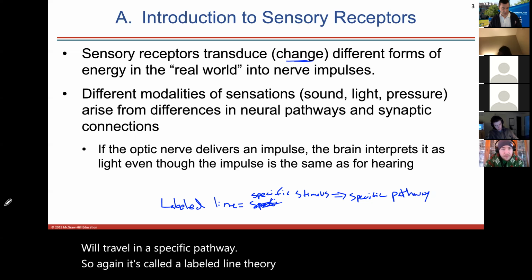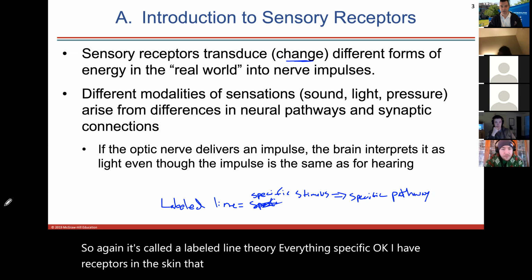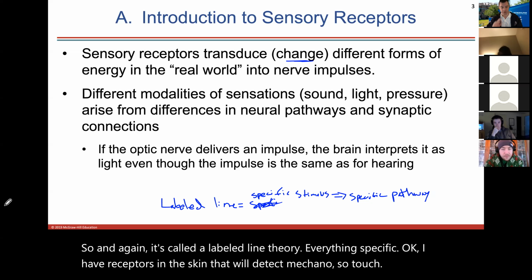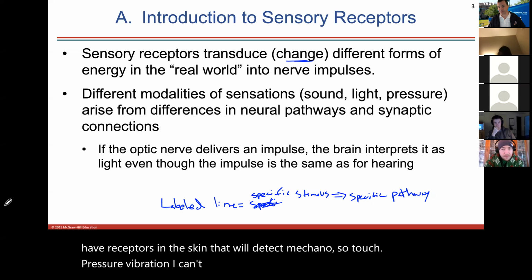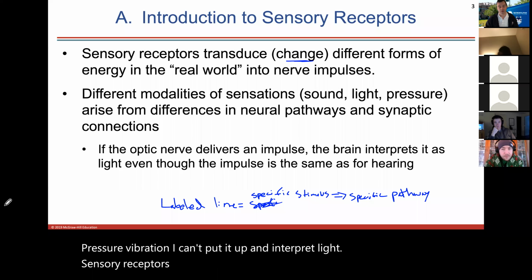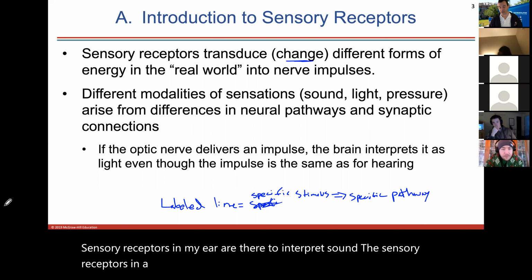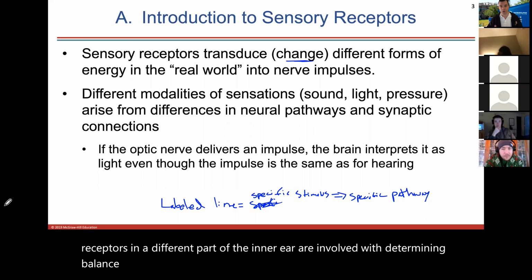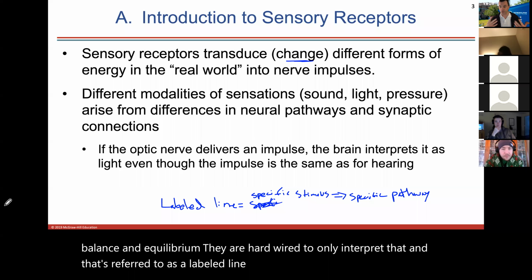Everything's specific. I have receptors in the skin that will detect mechanical stimuli: touch, pressure, vibration. They can't interpret light. The sensory receptors in my ear are there to interpret sound. The sensory receptors in a different part of the inner ear are involved with determining balance and equilibrium. They are hardwired to only interpret that, and that's referred to as the labeled line theory. The optic nerve only interprets visual stimuli, visual input.